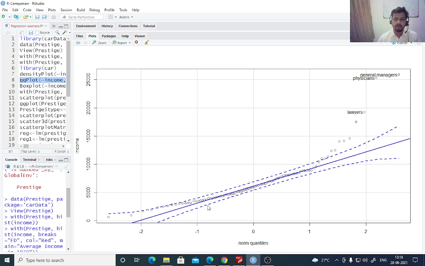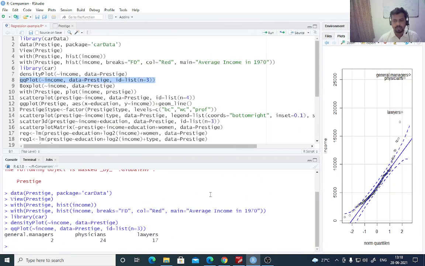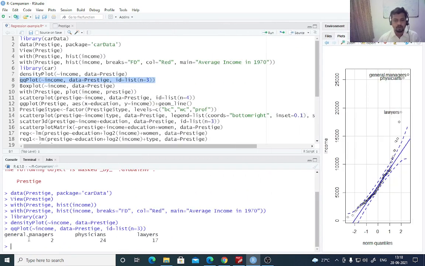But you can easily find out from here that towards the right-hand side there are a lot of data points which lie outside the confidence interval, suggesting that the income variable in this case does not follow a normal distribution. And these are the 3 points associated with the occupations lawyers, generals and physicians, which are the 3 most unusual points in the data. So the density plot, the quantile comparison plot and the histogram all suggest that it does not follow a normal distribution.